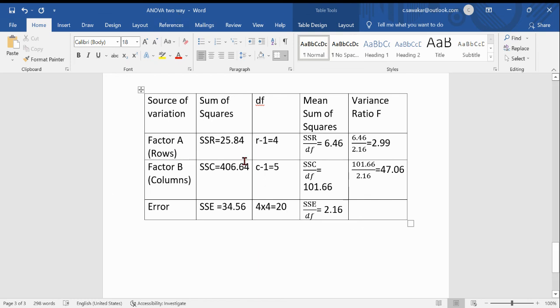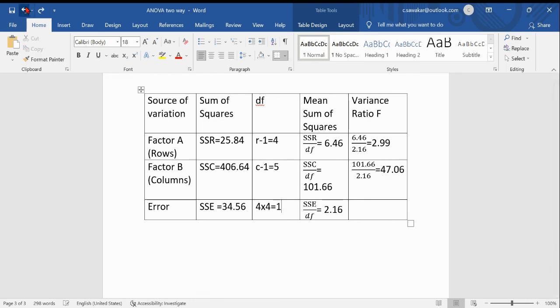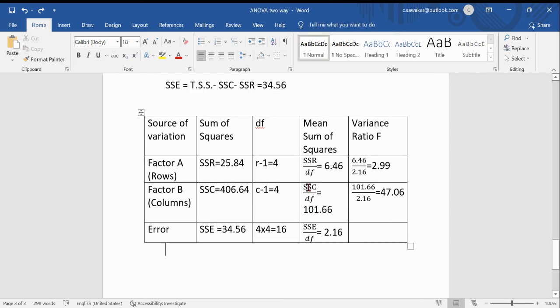In such cases, obviously two different F values will be given in the question. That is, a tabulated value of F for the degree of freedom 4 comma 20 will be given, and another value will be given for 5 comma 20. So what you will do is compare this 2.99 with the 4 comma 20 value, and compare this 47.06 with the 5 comma 20 value. This is one of the methods which you can use for this two-way ANOVA.